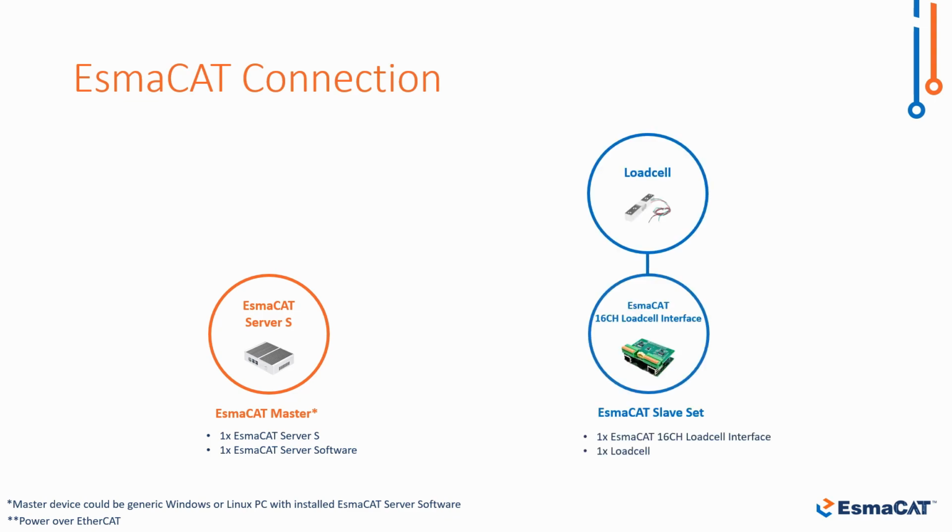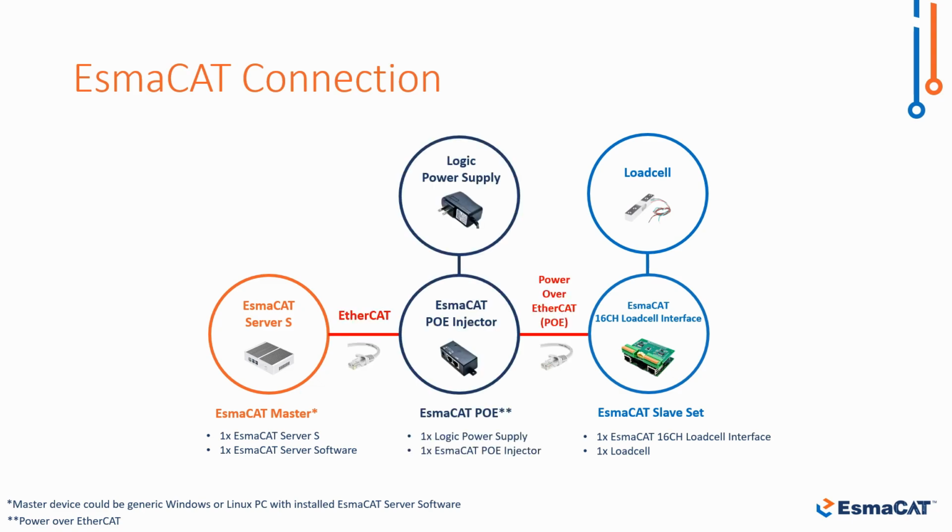Second, we have to prepare one EsmaCAT slave set. This set consists of the EsmaCAT 16-channel Loadcell interface, and we will connect it to a Loadcell to demonstrate the reading of differential inputs. In this tutorial, we are going to use a bar-shaped strain gauge Loadcell. The EsmaCAT master and slave set will be connected to each other and communicate via EsmaCAT PoE, or power over EtherCAT. This enables our master to provide both communication and logic power to the slave over a single Ethernet or RJ45 cable.